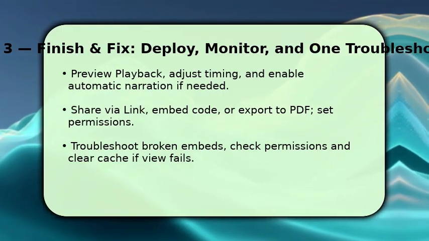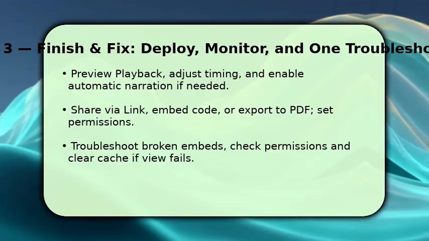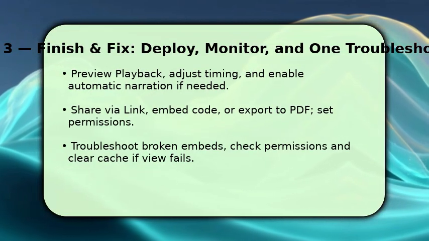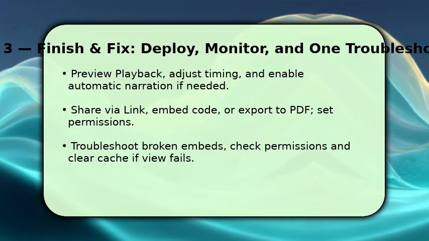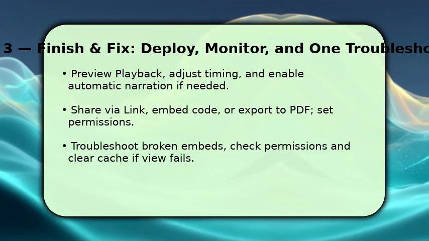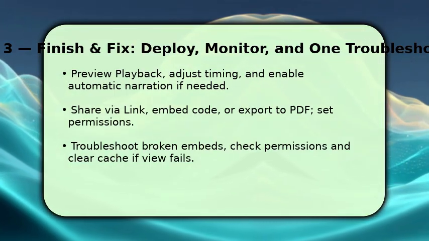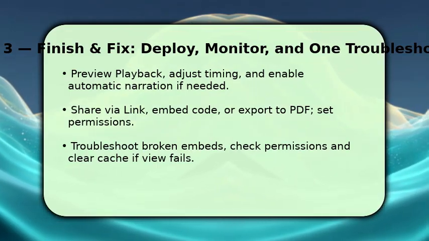Once satisfied, click Share to set permissions. Anyone with the link, organization only, or specific people, then copy the link or embed code. If you export to PDF, confirm formatting. If something goes wrong, check embed permissions, clear browser cache, and ensure assets are still hosted. These steps complete delivery and solve common delivery issues quickly.